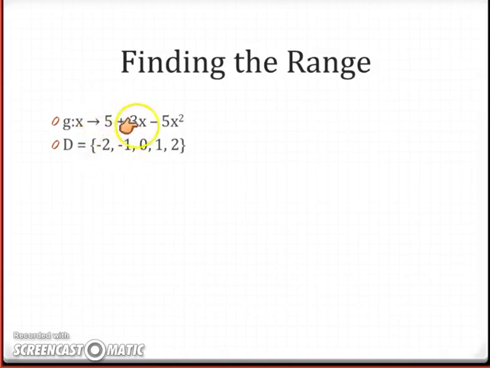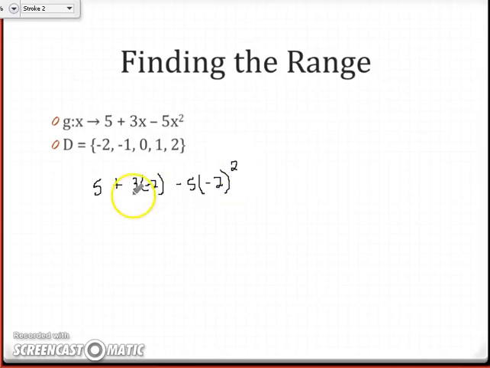In this example, notice we have two variables. If I were to plug in -2 for each of those x values, so 5 plus 3 times the -2 minus 5 times the -2 squared. Remember your order of operations. We have 5 plus a -6 minus 5, and then -2 squared is 4. Continuing to simplify, 5 plus a -6 minus 5 times 4, think of that as -5 times 4, so minus 20.